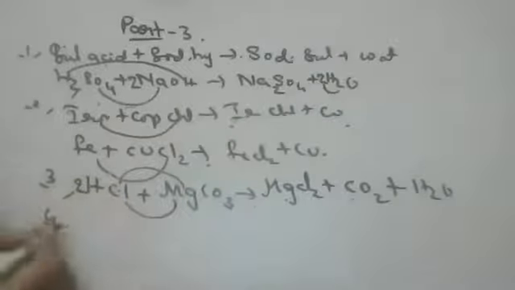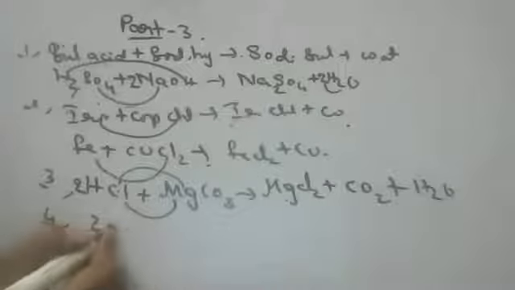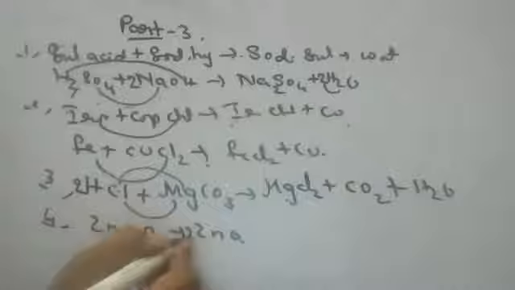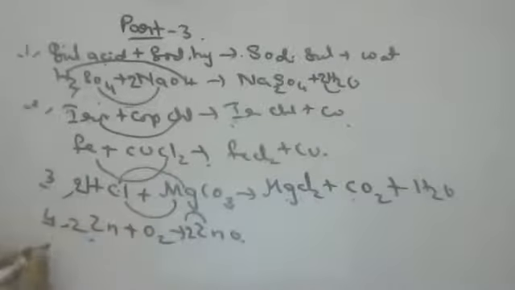Okay, next one, zinc plus oxygen. Zinc plus oxygen gives zinc oxide. Here two oxygens are there, so put here two, zincs are there, so put here two.